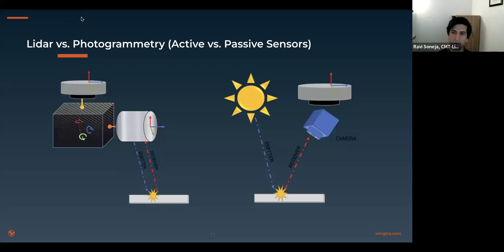Thanks, Will. So we do realize that there are a lot of folks on this webinar today with varying levels of experience and knowledge when it comes to working with LiDAR and imagery. So we felt it might be good to just set a baseline for what LiDAR is versus photogrammetry and how those two compete in some respects and complement each other, really.